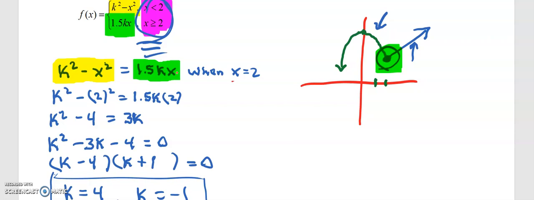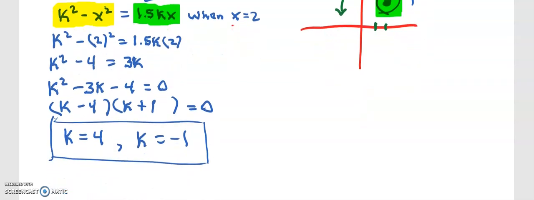All we really have to do is go to here and say k squared minus x squared equals 1.5kx when x is 2. All right, now we'll plug in 2 for x. Be careful, all right? We are plugging in for x, not for k. We're looking for k. So 2 goes in for x squared, and then 2 goes in for x here. Then I just started simplifying.